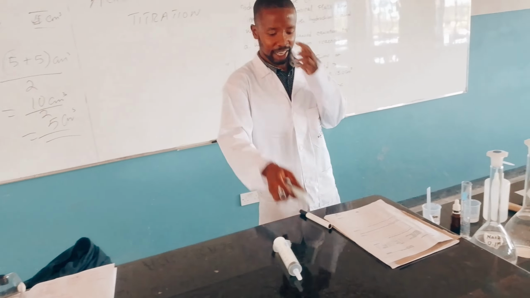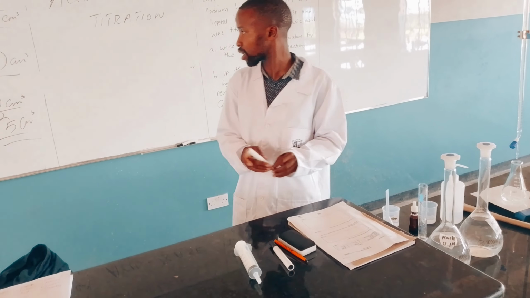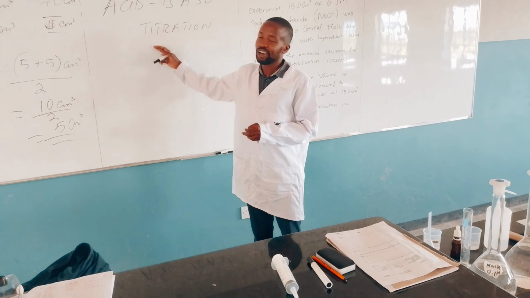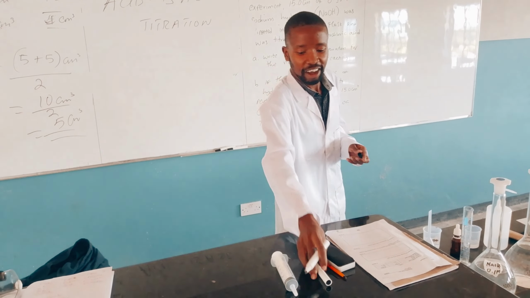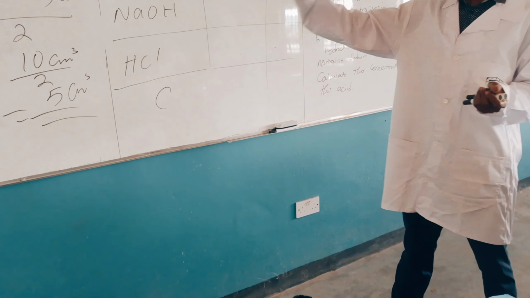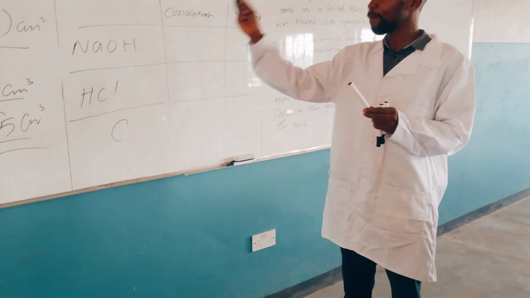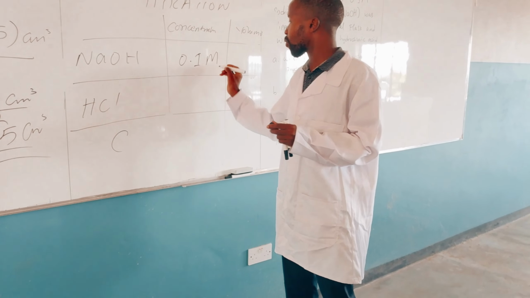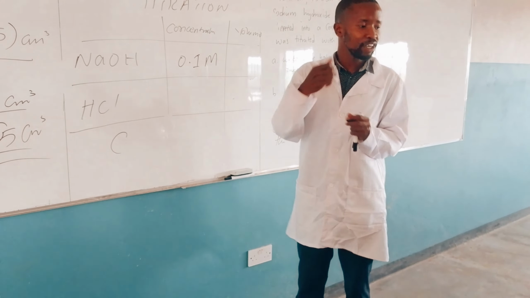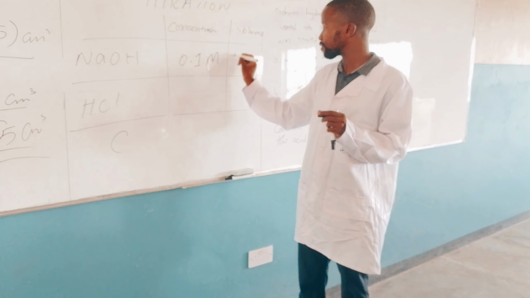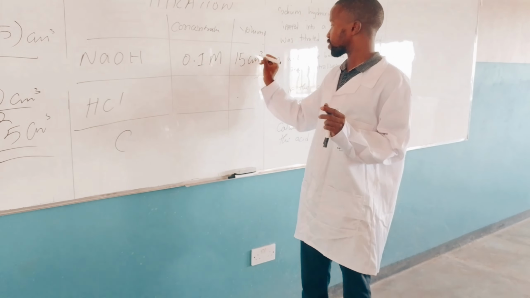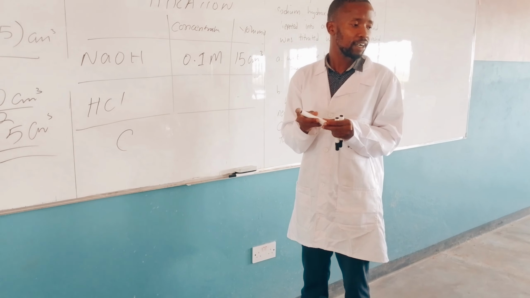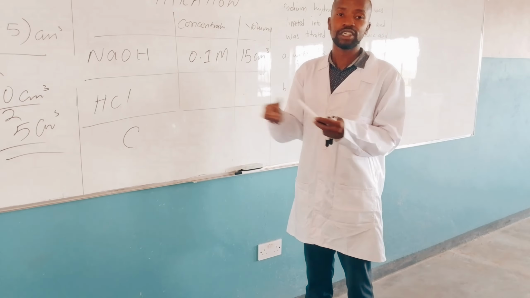Now let's try and work out the concentration of the acid, our HCl used in our experiment. Remember that we've been given the concentration of sodium hydroxide. Our base, we know its concentration, which is 0.1 molar, and the volume that we've been using in both runs is 15 cubic centimeters. While for HCl, as said earlier, we don't know its concentration.